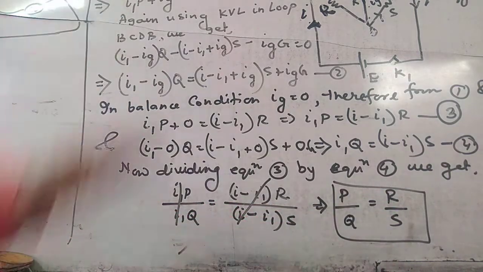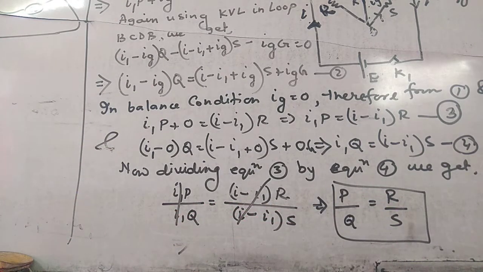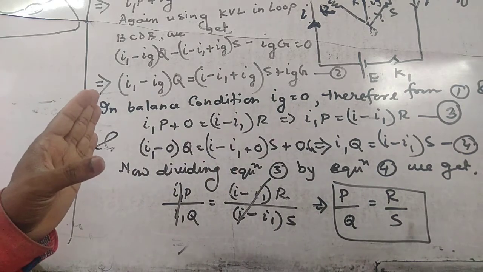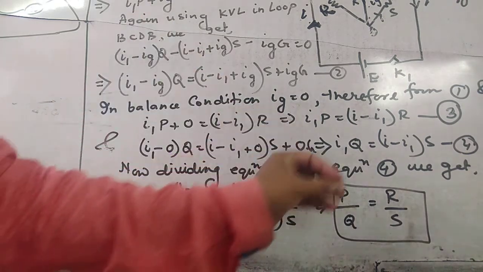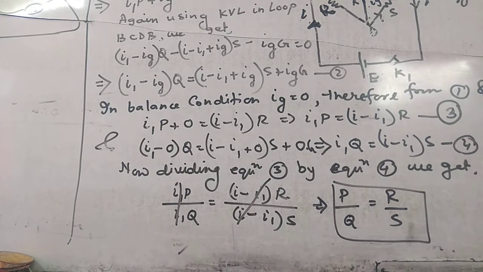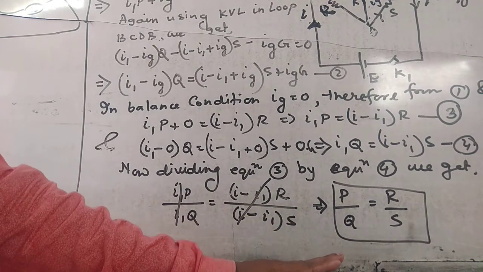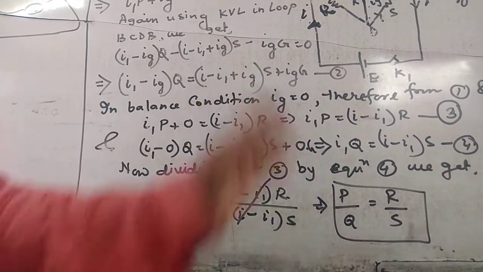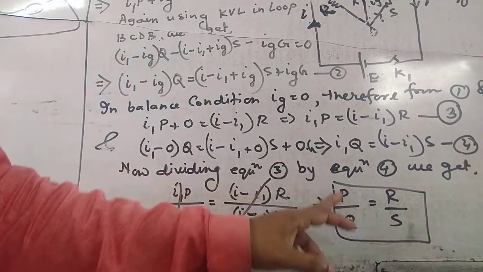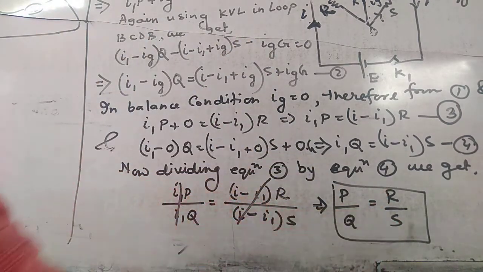This is about your Kirchhoff's voltage law. This is about your Wheatstone Bridge principle. The principle says that when no current flows through the galvanometer, that means in balanced condition, the ratio of the resistances in any two adjacent arms is equal to the ratio of the resistances in the other two adjacent arms. Is it clear? I think it will be clear.